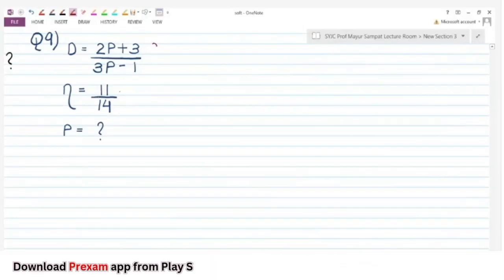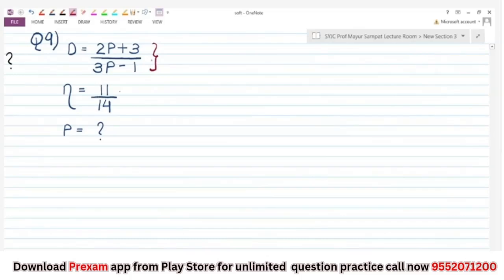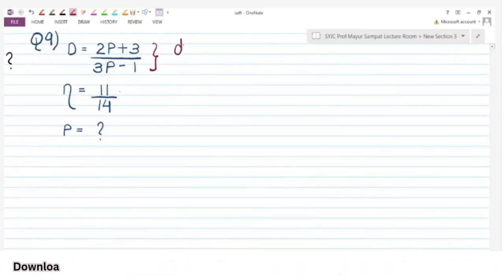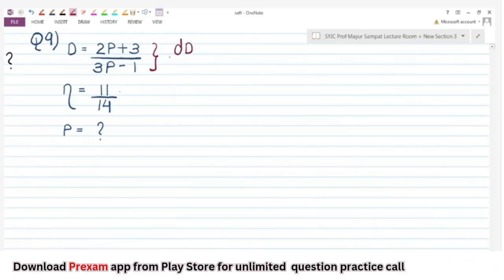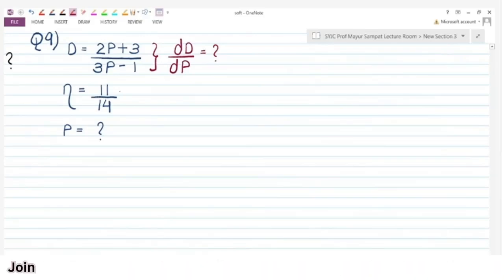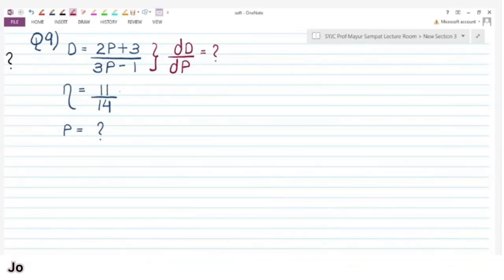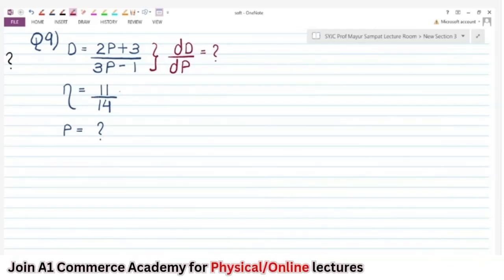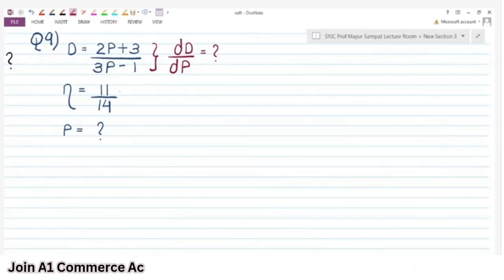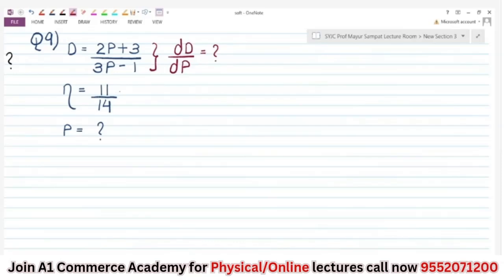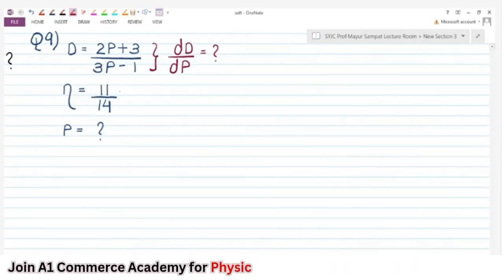From the value of D, you have to find the value of dD upon dP. You can obtain this dD upon dP by differentiating D with respect to P. Elasticity of demand is given.